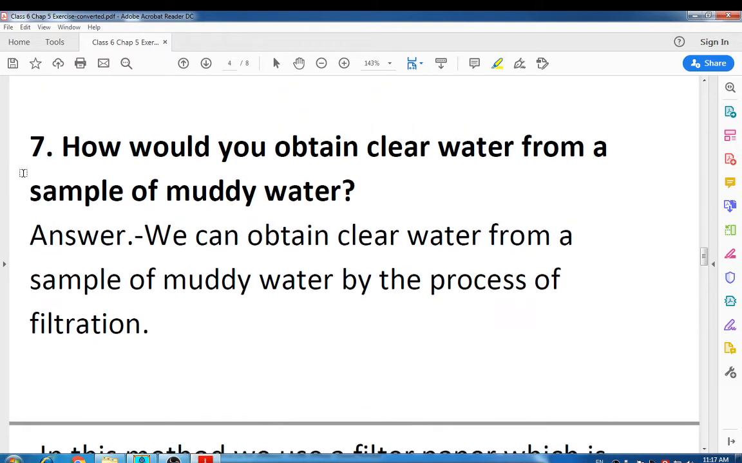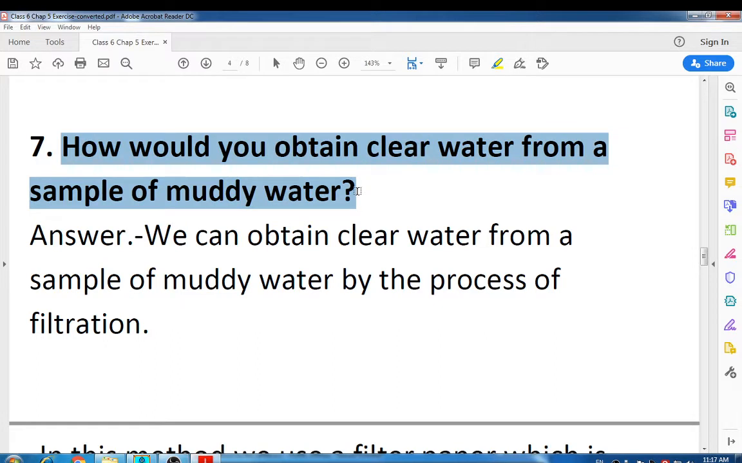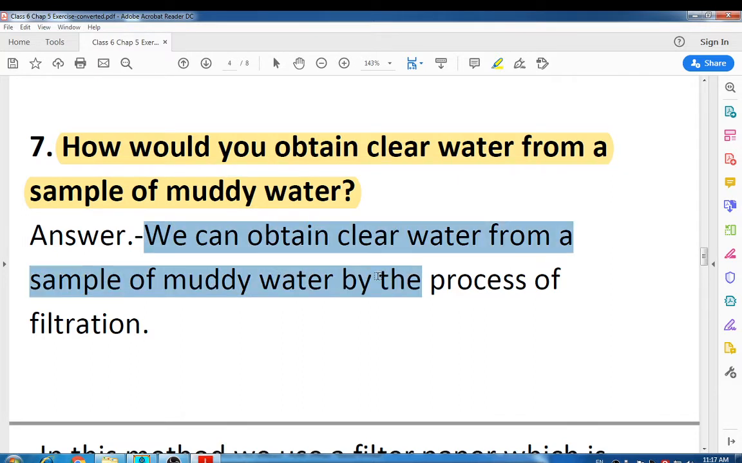Then question number 7. How would you obtain clear water from a sample of muddy water? Now revise all the things, check the videos, which separation method we can use. Yes, we can use filtration. Okay, we can obtain clear water from a sample of muddy water by the process of filtration.